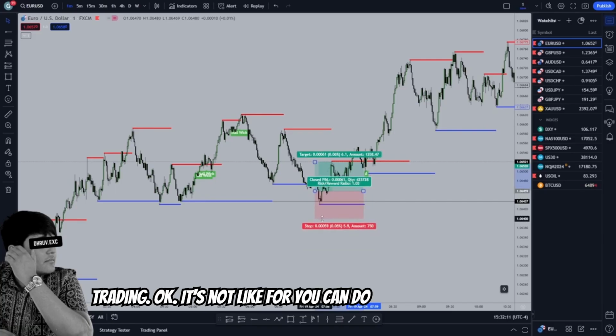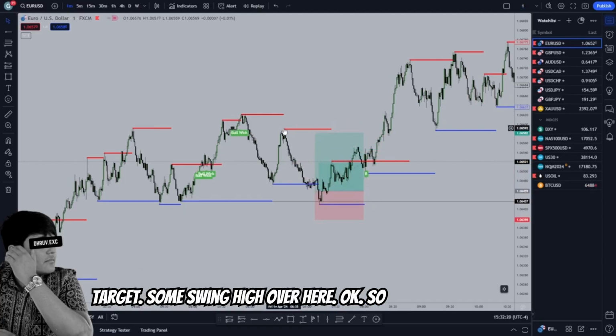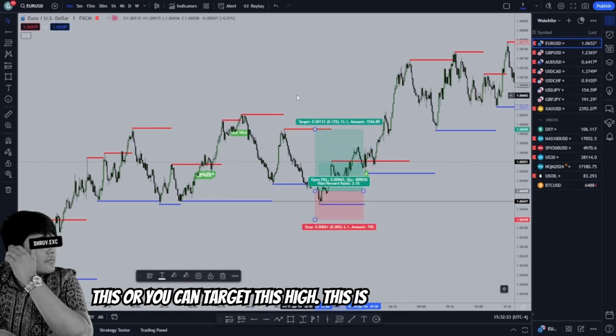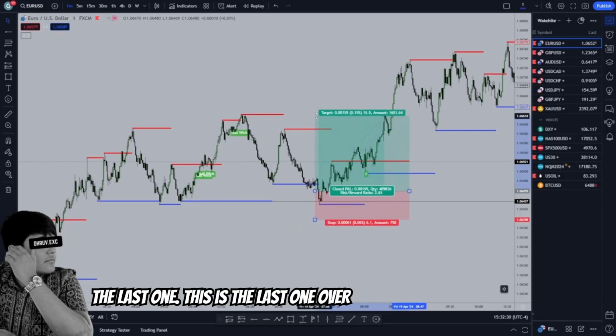It's for 1 minute trading. I'm just showing you that the strategy is fractal and it works on any time frame. So now you can target some swing high over here. This is a swing high, and you can target this, or you can target this high. This is the last one over here.